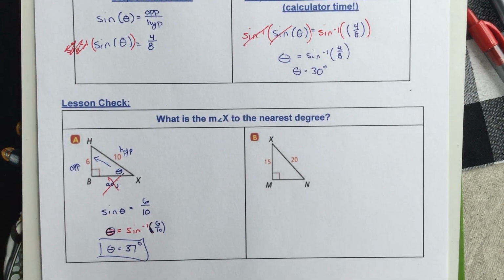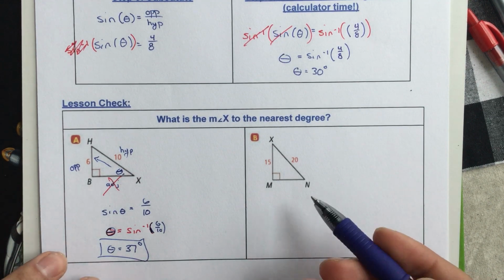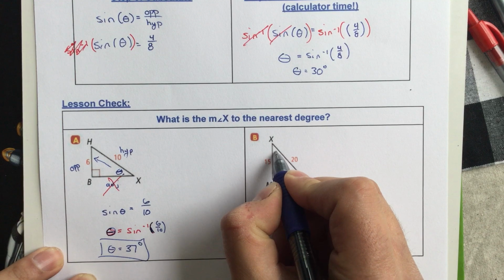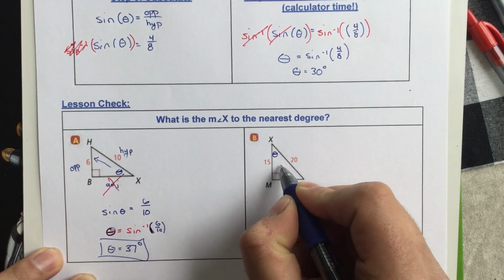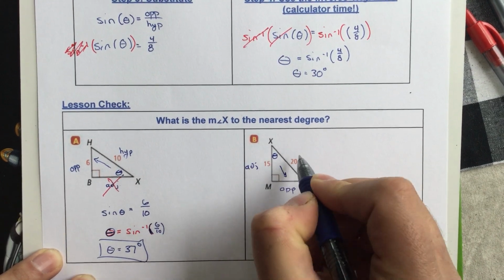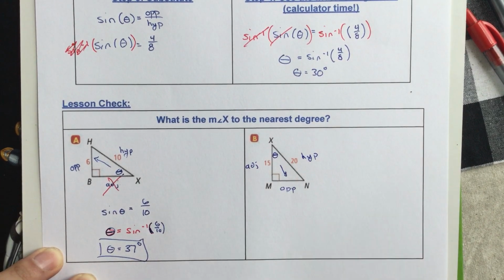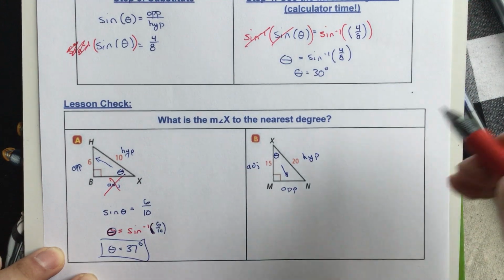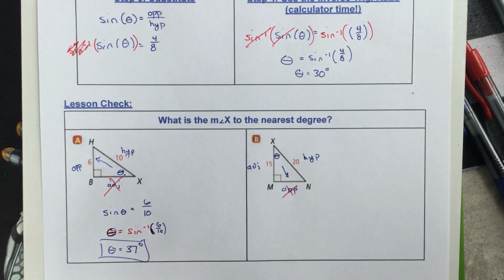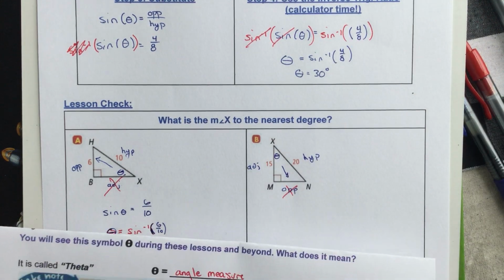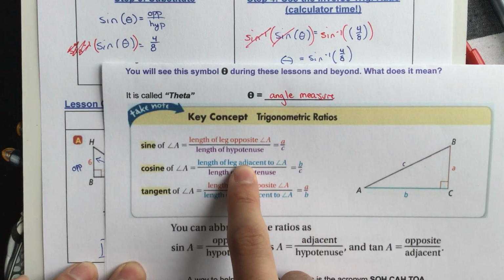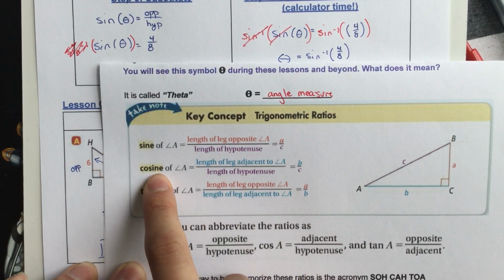My first step is to always label, and in this case, theta is not down here. I'm still trying to find the measure of angle x. Theta is going to be up here. So this is our opposite, this would be our adjacent, this would be our hypotenuse. I don't know the opposite, so I'm going to get rid of that one. Which trig ratio would you use if you have the adjacent and the hypotenuse? Adjacent, hypotenuse. We're going to use cosine.